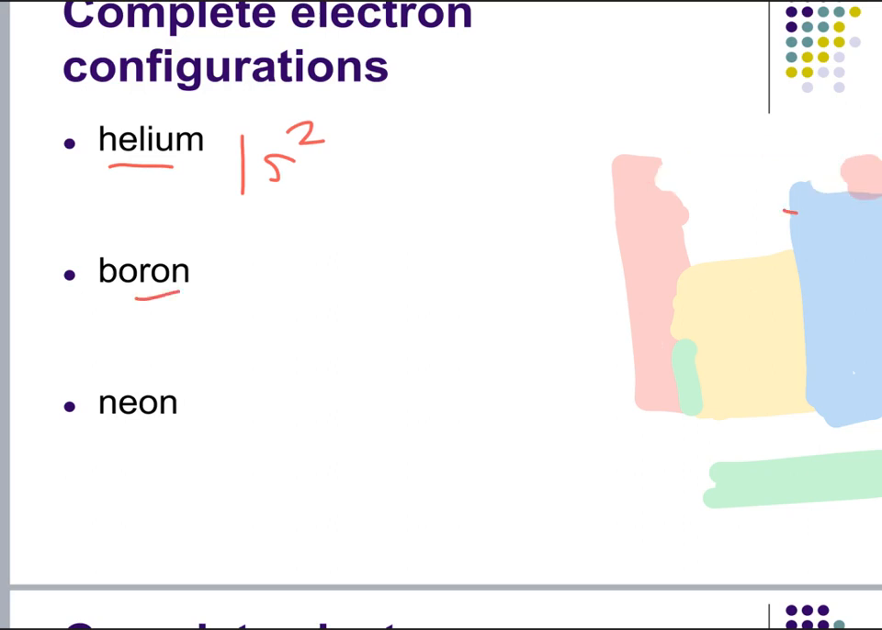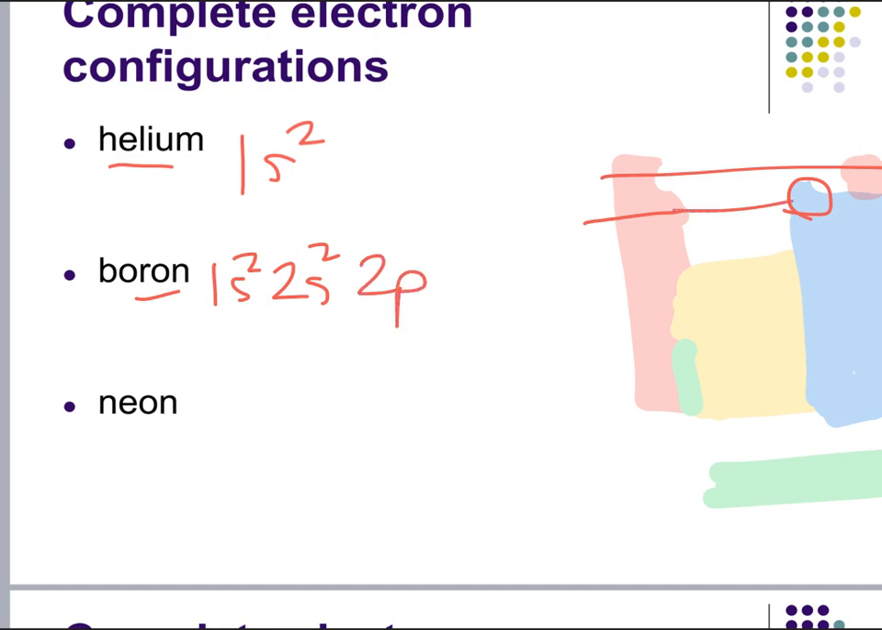Boron is the first element in the P block. So first we're going to go through 1s2, and then we're going to go to the second energy level, which would first have 2s going through both boxes. And then when we get to 2p, boron is just the first box. So the electron configuration is 1s2, 2s2, 2p1.